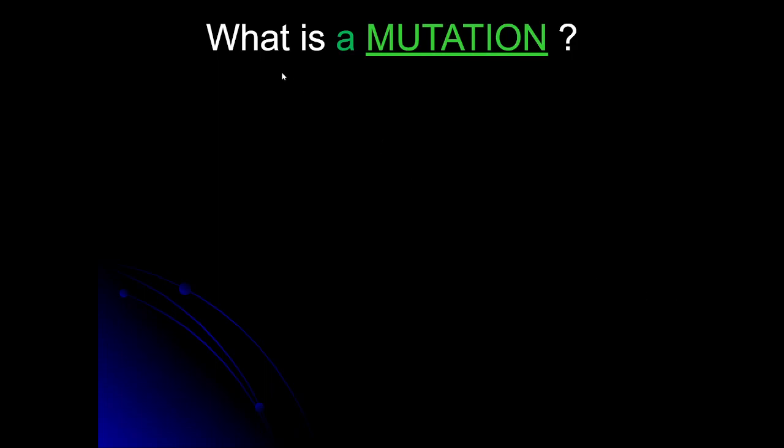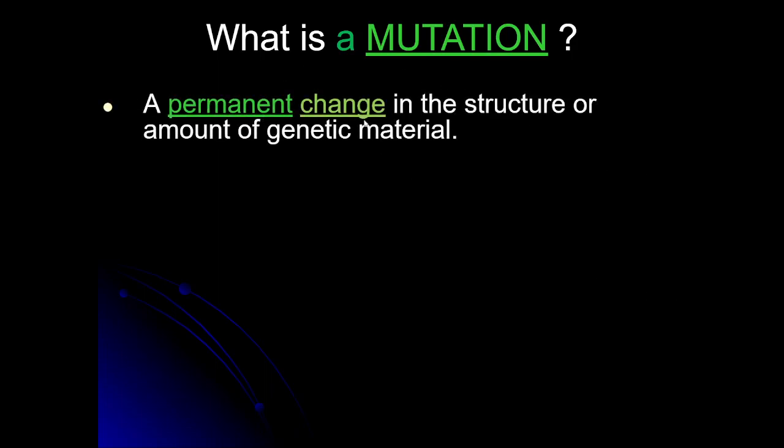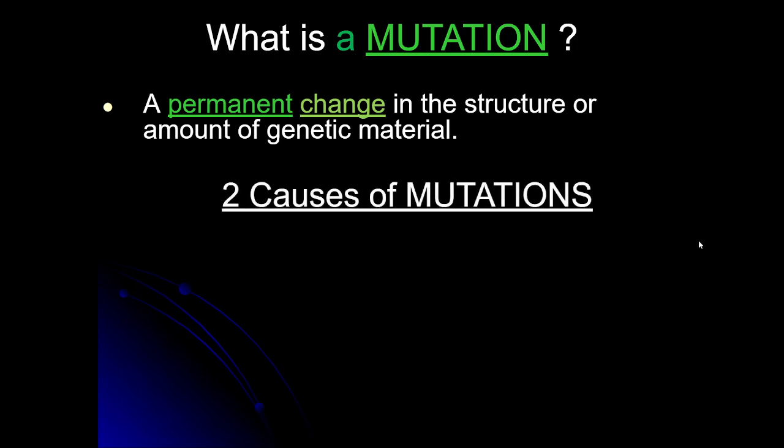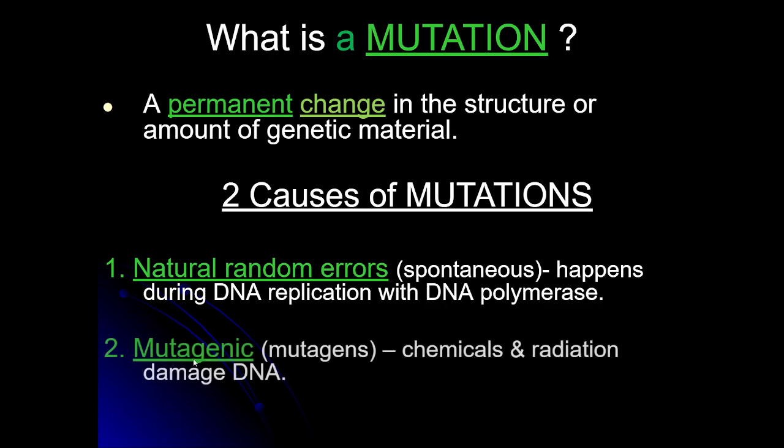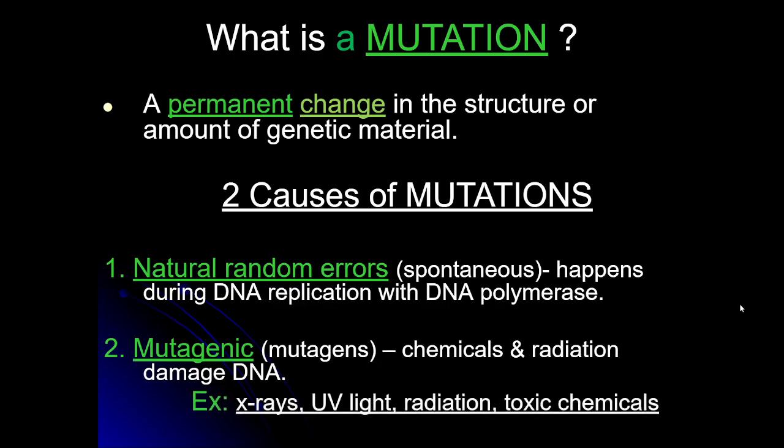Gene mutations. What is a mutation? A permanent change in the structure or amount of genetic material. There are two causes for mutations. Natural random errors happen during DNA replication with DNA polymerase. And mutagenic: chemicals and radiation damage DNA. Examples are X-rays, UV light, radiation, and toxic chemicals.